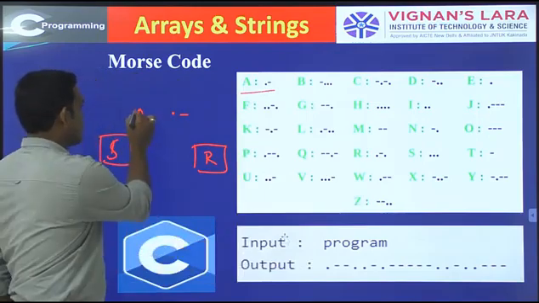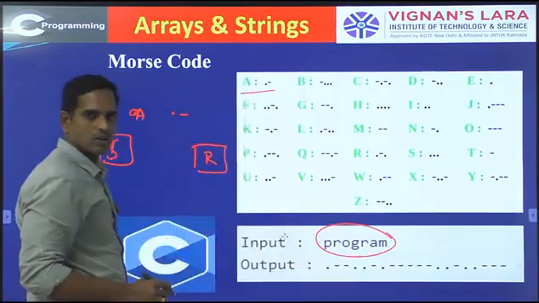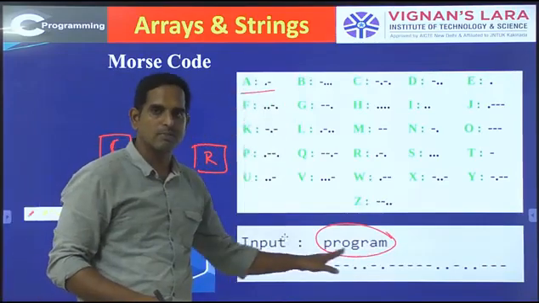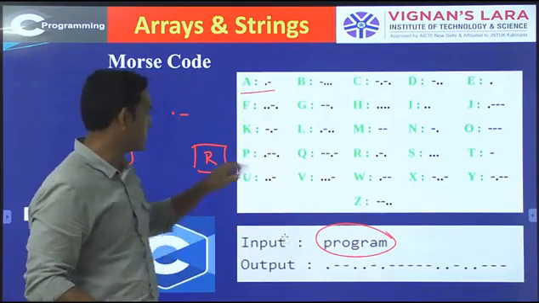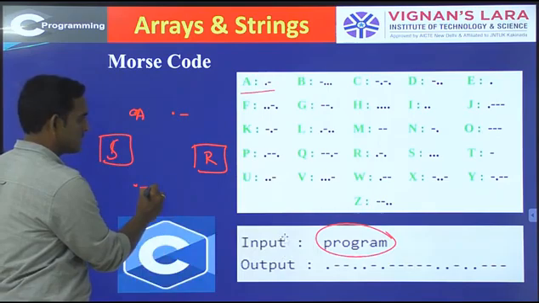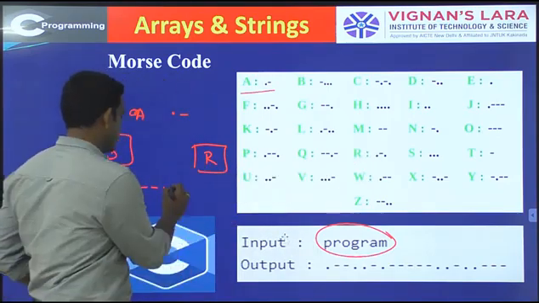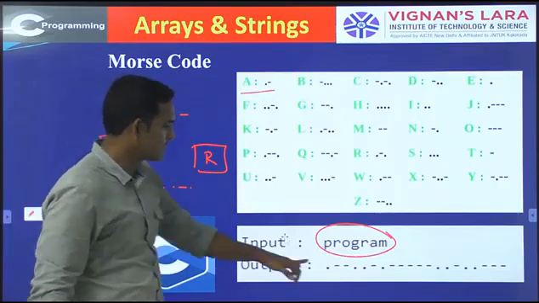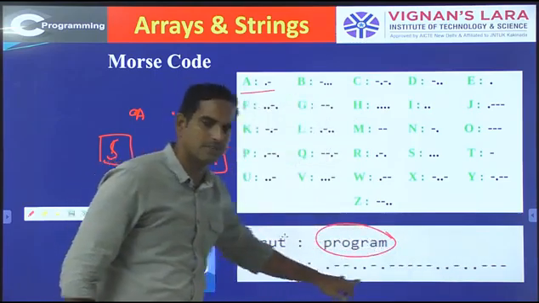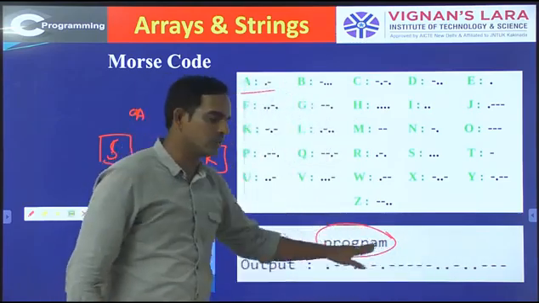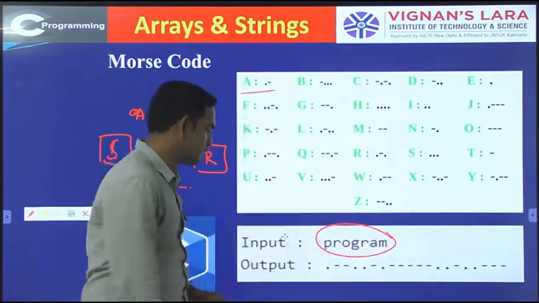So if I want to transmit a word like program, I take the P encoding. P is dot dash dash dot. Next, what is the R encoding? Dot dash dot. In this manner, I take each and every letter and write its code. Instead of transmitting the word program, I will be transmitting this line.